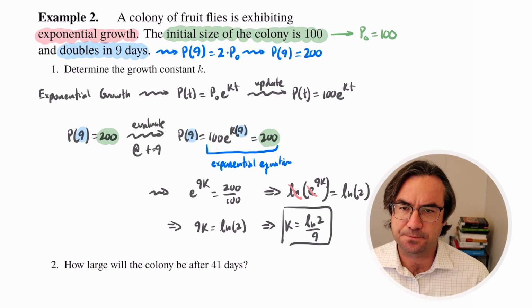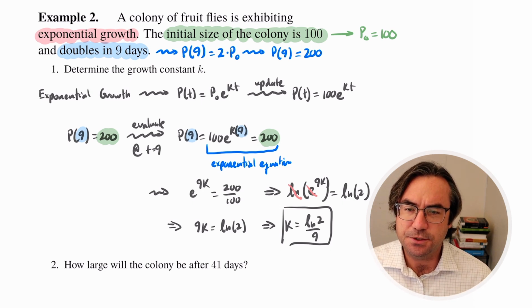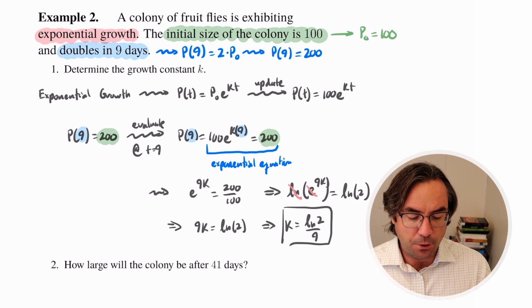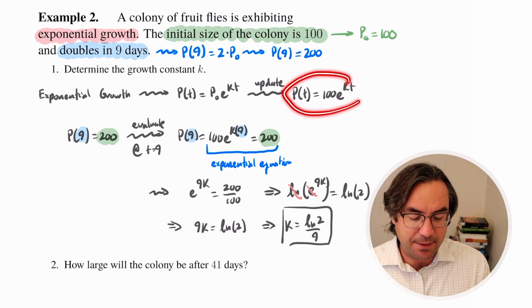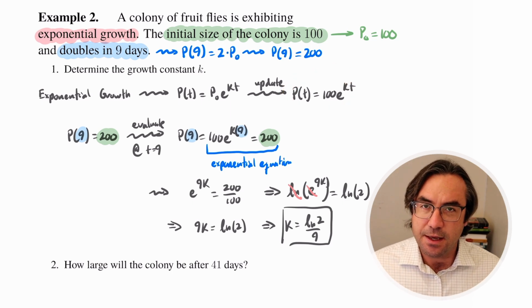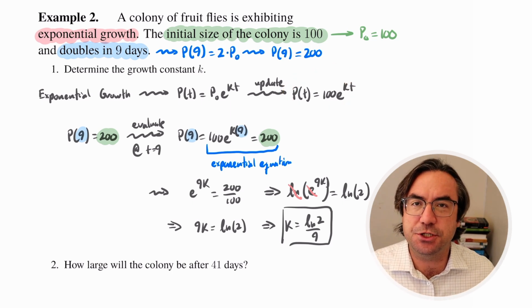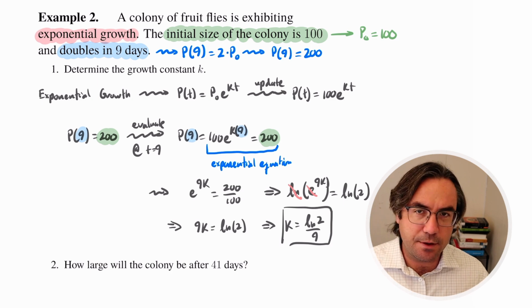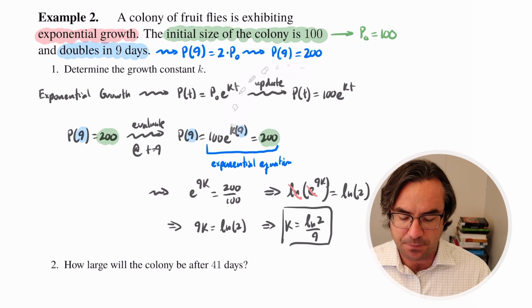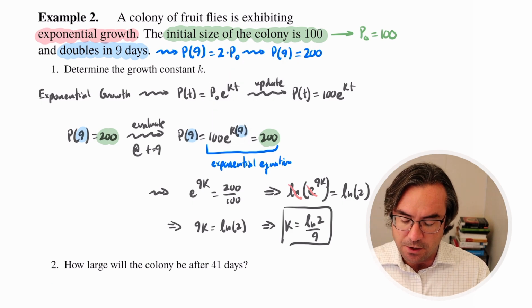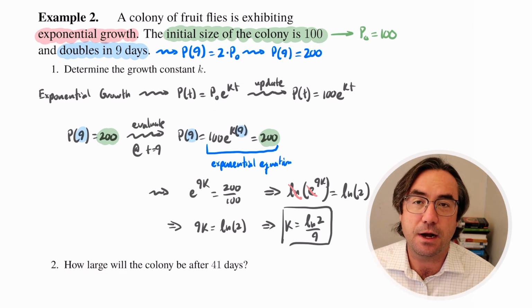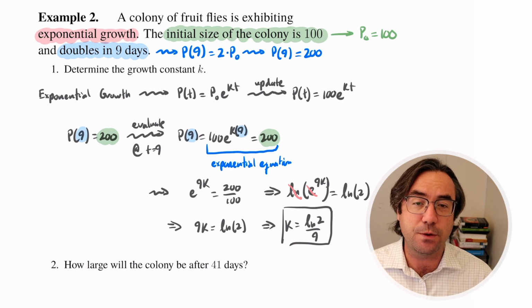All right. The whole point of being able to get this population function is to make predictions about where the population is going. So for part 2 of this, we want to be able to answer how large the colony will be after 41 days.